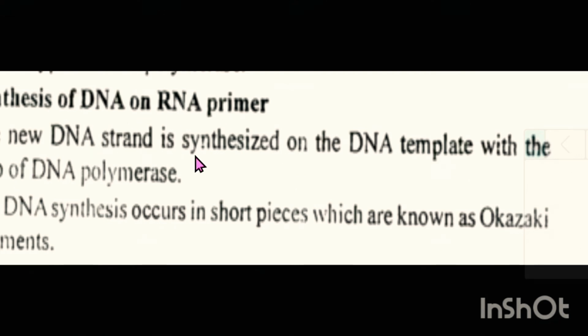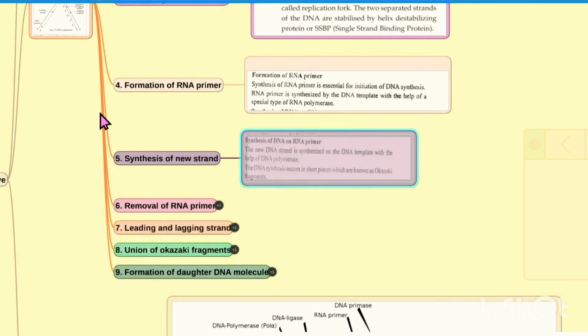The new DNA strand is synthesized on the DNA template with the help of DNA polymerase, and the DNA synthesis occurs in short pieces which are known as Okazaki fragments. This is the one new term, Okazaki fragments. We'll see in next process the meaning of the Okazaki fragments. DNA polymerase enzyme is used in this process for the synthesis of DNA on RNA primer.